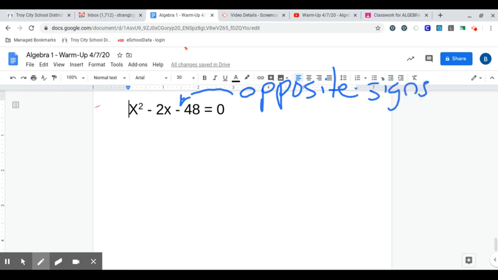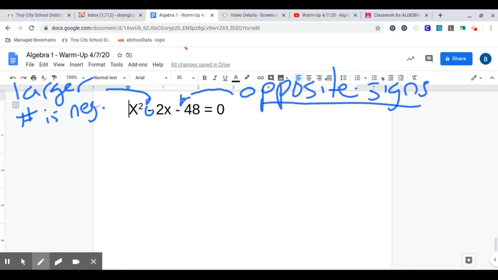All right, when I multiply them together, opposite signs is the only way I'm going to get negative. This minus sign here tells me that the larger number is negative. All right. As soon as I see opposite signs, then I look at that one in front of the B term that tells me what the sign is of the larger number.